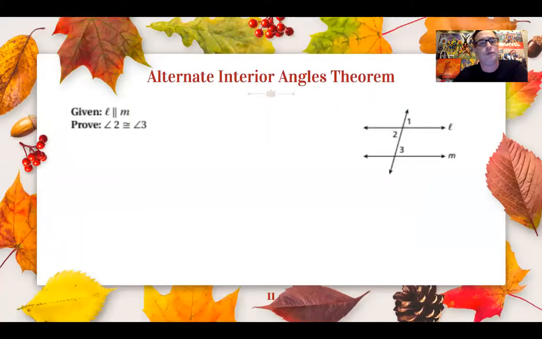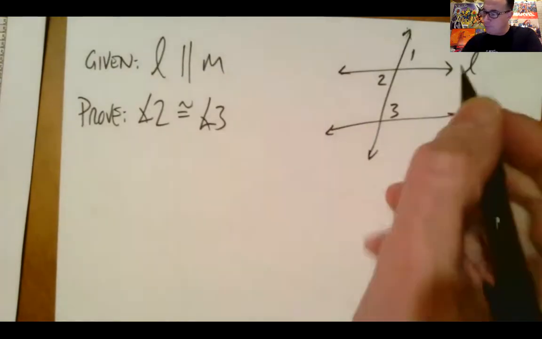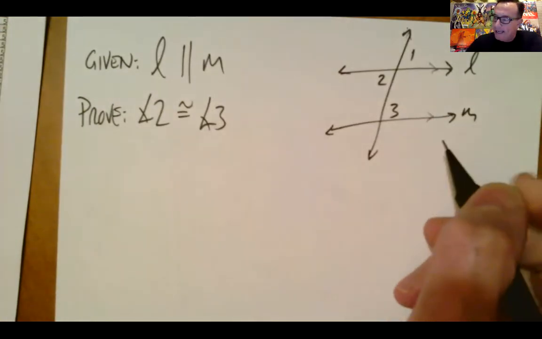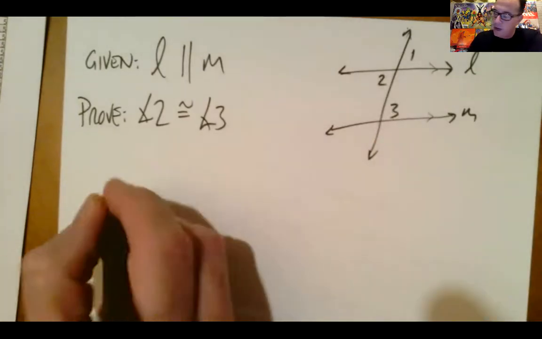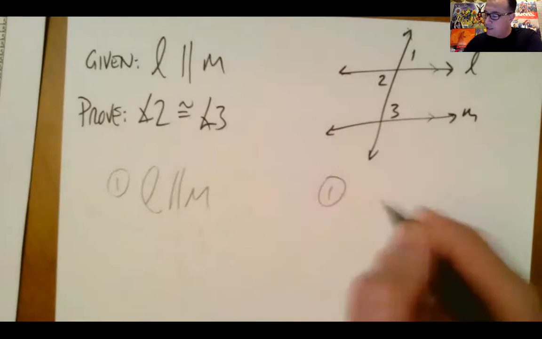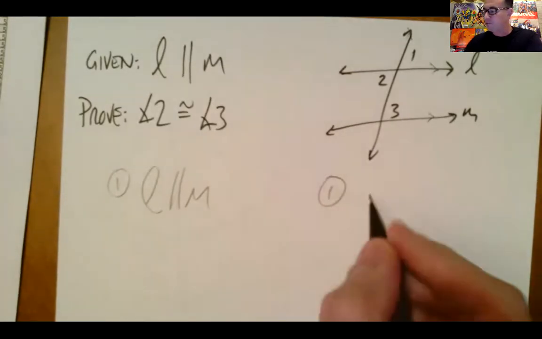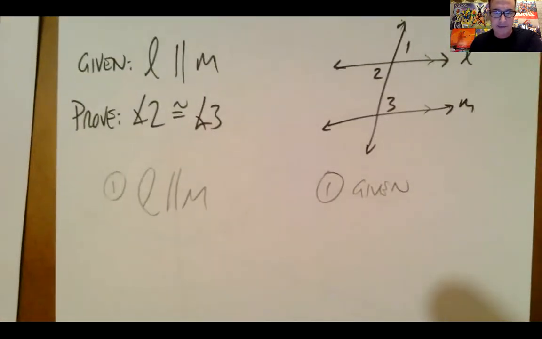What I'm going to do is take you through this proof, and I am going to try to share this looking at the camera. Okay, so here's what we're going to do. We've got L is parallel to M, so I'm going to mark that. We want to prove that angle 2 is congruent to angle 3, because those are alternate interior angles. Our first step is L parallel to M, and we know that because it is given. I'm hoping this is focused enough that you can see this.